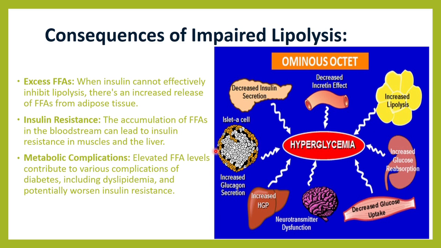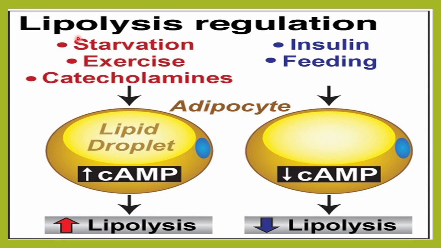The accumulation of free fatty acids in the bloodstream will lead to insulin resistance, both in the muscles as well as the liver. And this increased free fatty acid level also contributes to various complications of diabetes, including dyslipidemia, worsening of insulin resistance, etc. So insulin is a very important hormone, and insulin resistance causes so many complications in diabetes because insulin is the main hormone which will inhibit lipolysis. So when it cannot inhibit lipolysis, various complications can occur. This is how lipolysis is regulated.